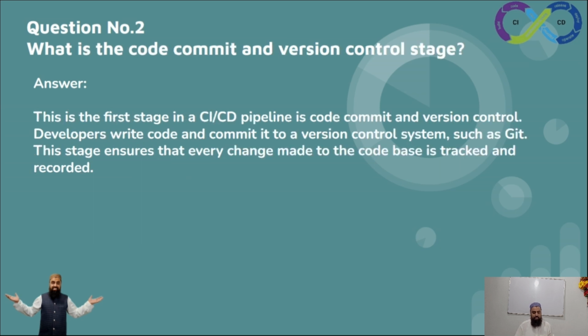So first, what is the code commit and version control stage? This is actually the first stage in a CI/CD pipeline in which the code is committed to version control software where our code is hosted, like Git, and developers write code and commit it to a version control system like Git. So this stage ensures that every change we make to the code base is tracked and recorded. Whatever a developer is committing, we must track the changes happening inside the code. So this is the first stage, and after that our CI/CD pipeline starts building.